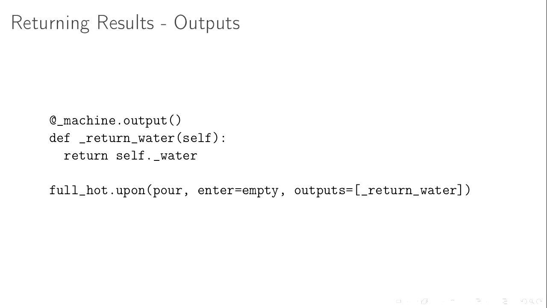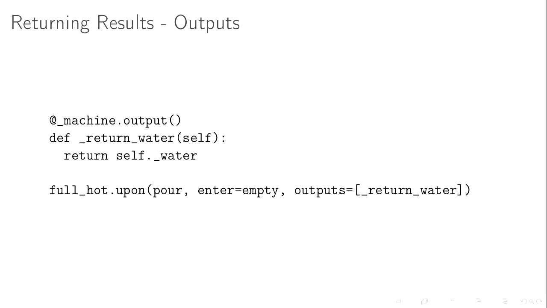And also, when we want to have a plain old Python object, we want functions that return things. And this is also another use of the outputs. So when we are pouring out our kettle, we want the amount of water that we put in right at the start to be the result of that. And this is a way of doing that. So it's exactly the same state transition as before. So from the full state, when we have a pour input, we go to the empty state and we run the output function return water. And all of that does is return self.water.